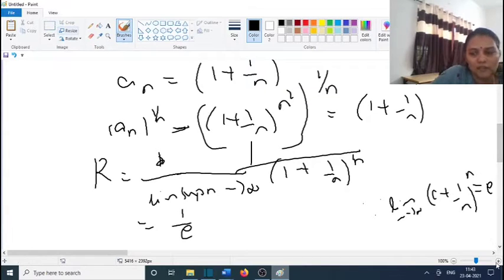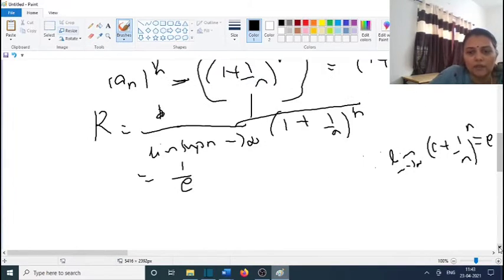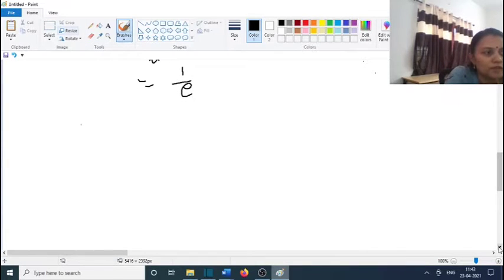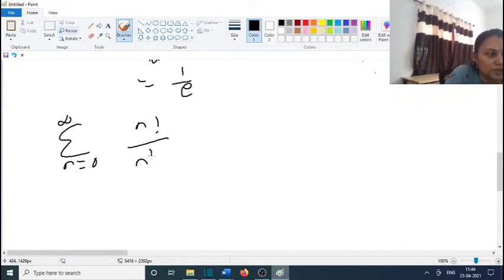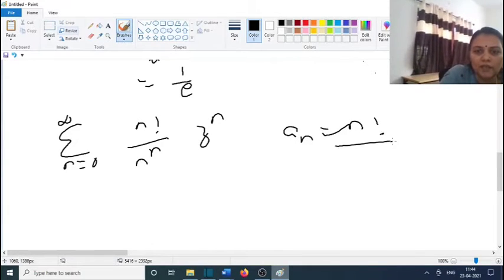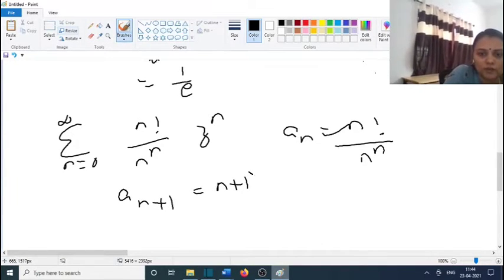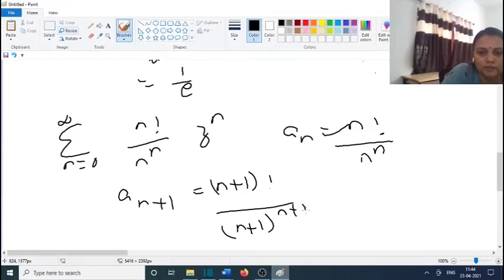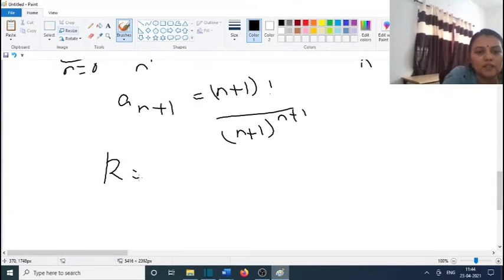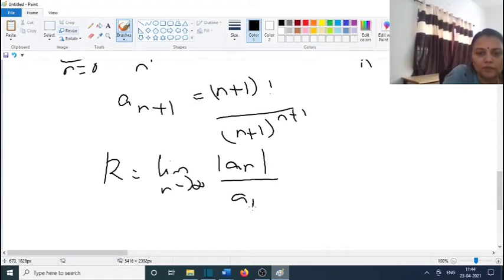So therefore the radius of convergence is e. Now the third problem is the sum from n equal to 0 to infinity of n factorial by n raised to n, z raised to n. Here a_n is equal to n factorial by n raised to n. So a_(n+1) is (n+1) factorial by (n+1) raised to n+1. So the radius of convergence is limit n tends to infinity of mod a_n by mod a_(n+1).